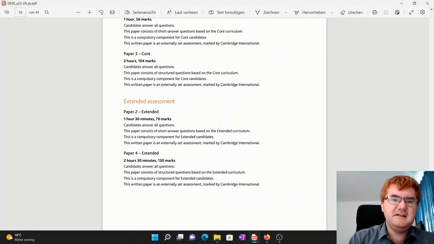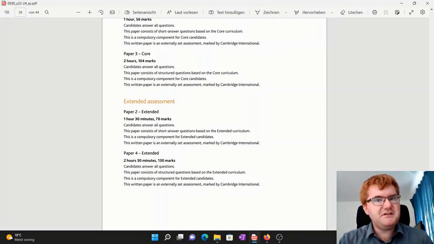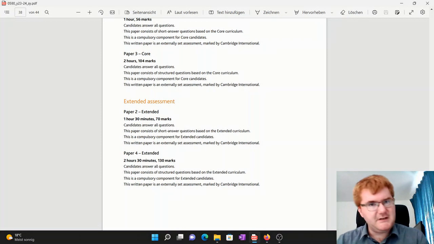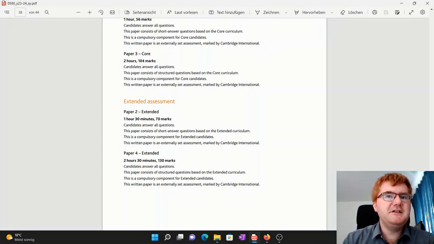As we can see here, extended, paper 2 and paper 4, you can use a calculator for both papers. However, do keep in mind that there's usually one or two questions on each of the papers where it says, without a calculator, work out some fraction calculation. So they'll specify very, very specifically if you can't use a calculator for one or two questions.